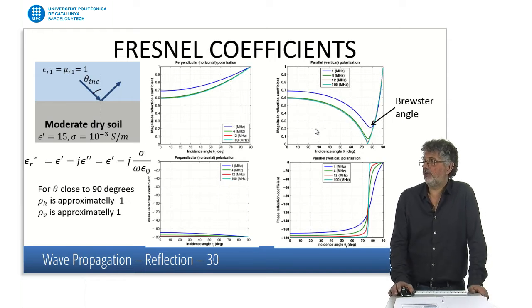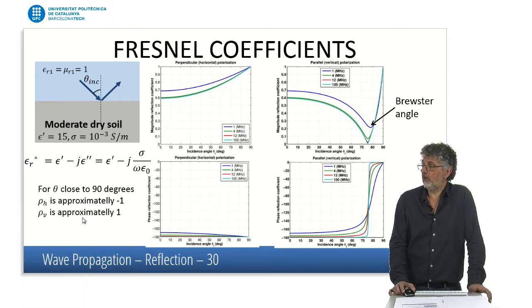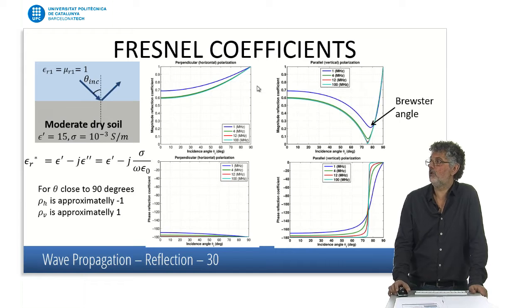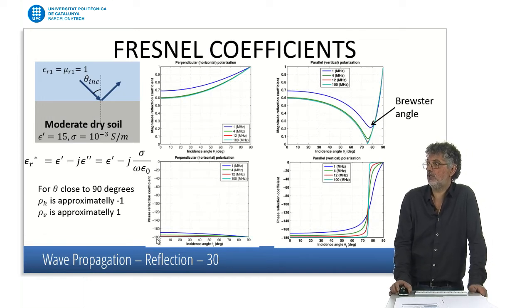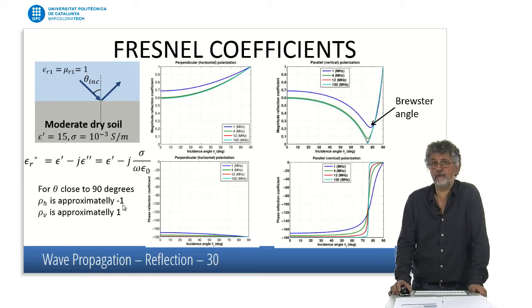Now, what is the important thing here? Well, the important thing here is to realize that for this angle theta close to 90 degrees, and notice that when we go to 90 degrees it means that our angle of incidence is increasing, and it's close to 90 degrees, notice that the magnitude of the reflection coefficient is close to 1, and the phase is close to minus 180 degrees. So in that case, the reflection coefficient is approximately minus 1.